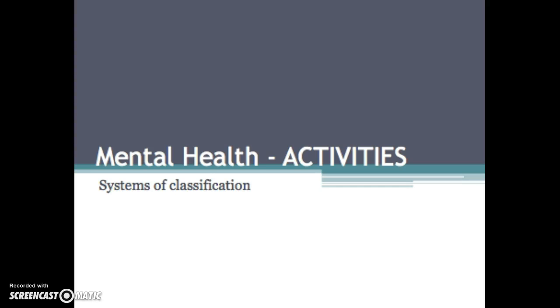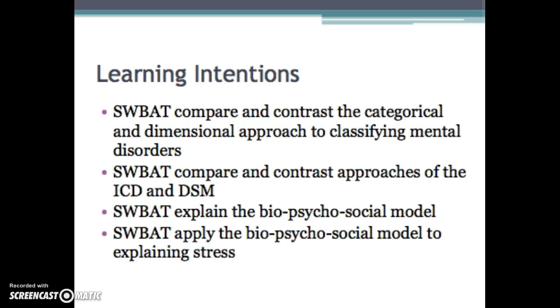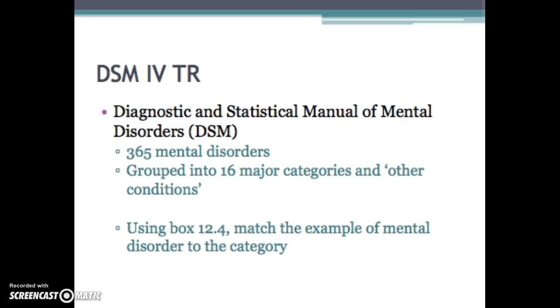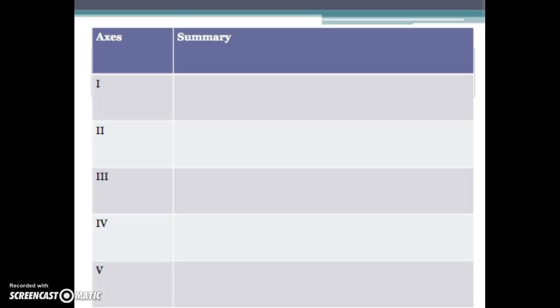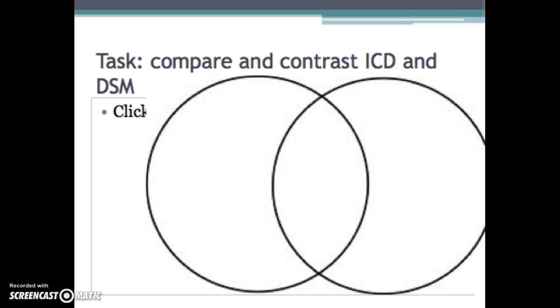I'm just going to quickly also run through some of the activities that we'll be doing in class, just in case you miss any of the classwork and want to catch up in your own time. So in class, you will be doing that activity that I talked about regarding the DSM axes. You'll be matching examples of mental disorders into which category you think it fits best, so having a go at diagnosing as if you were a psychologist. We'll also be summarising and elaborating upon those 5 different axes that we talked about, and comparing and contrasting the ICD and DSM, which are both categorical approaches, but are slightly distinguished in how they categorise mental disorders.